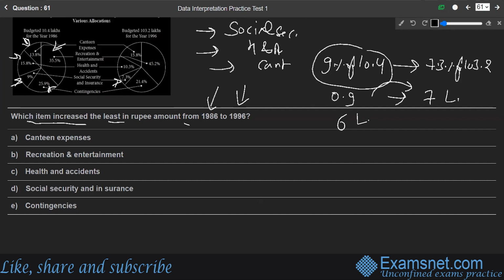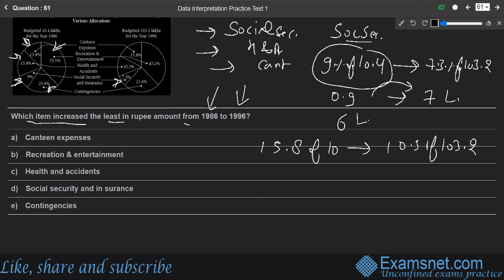Now let us go for the next one. If we see our next item, that is health and accidents. So 6 lakh has come for social security. Now we'll check for health and accidents. For health and accidents, the value is 15.8%. So from 15.8% of 10.4 lakh, it has risen to 10.3% of 103.2 lakhs. This is how it has risen.